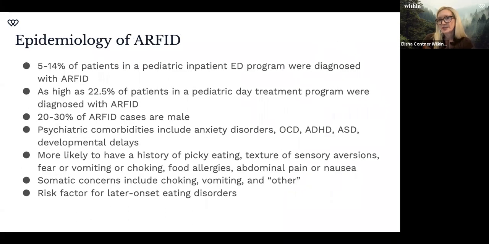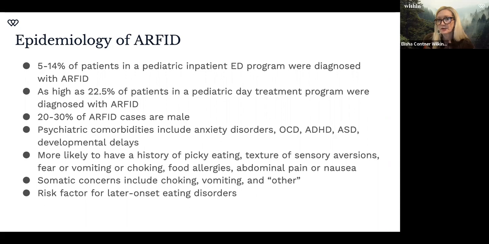So when it comes to the epidemiology of ARFID, we know that there are higher numbers of patients in pediatric inpatient eating disorder programs and pediatric day treatment or partial hospitalization programs with a diagnosis of ARFID. We also see a higher number of individuals diagnosed with ARFID that are male. One study identified 67% of individuals with an ARFID diagnosis as male.